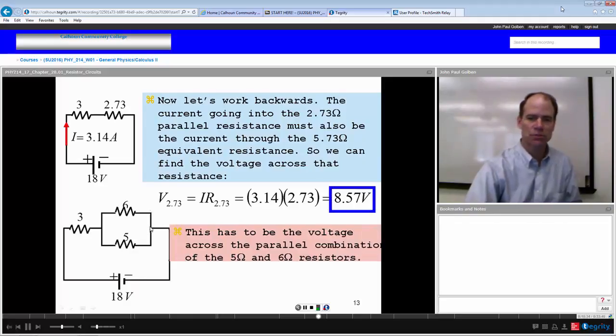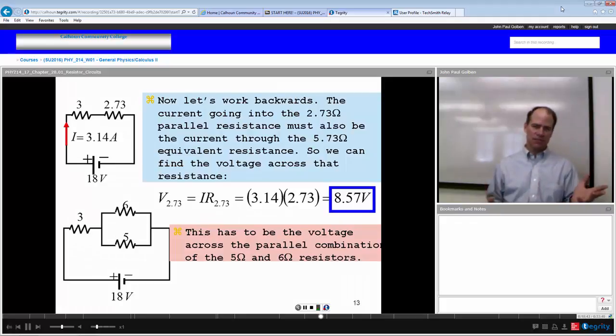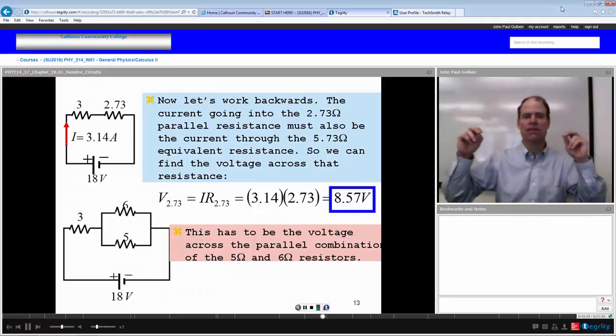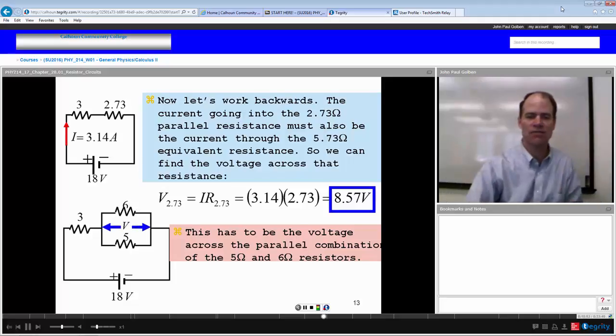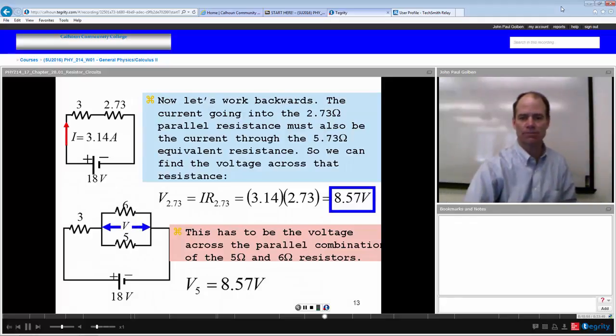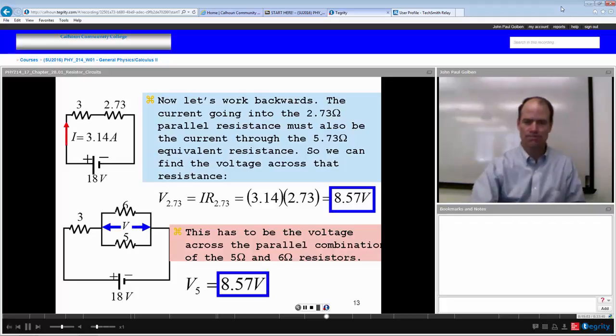Now those 2 points were represented by a parallel combination of a 6 and a 5, and things in parallel have the same voltage, and they have the same voltage as their equivalent device. So since I have 8.57 volts across the 2.73, that should be the same voltage across the 6 and the 5 as well. So the voltage across the 5 ohms is 8.57 volts.